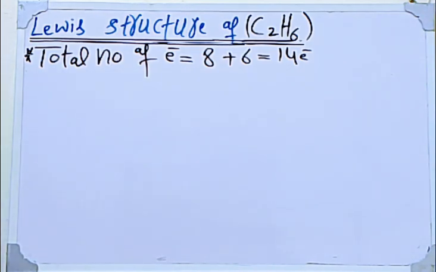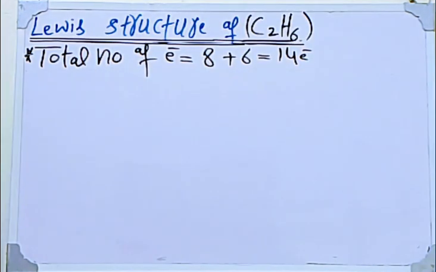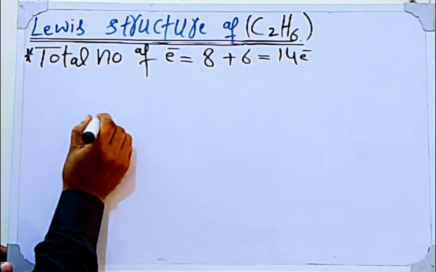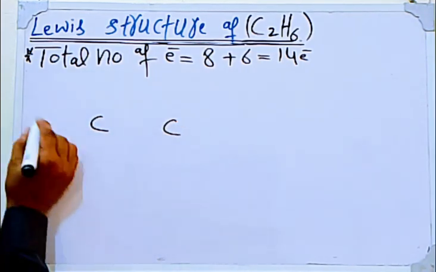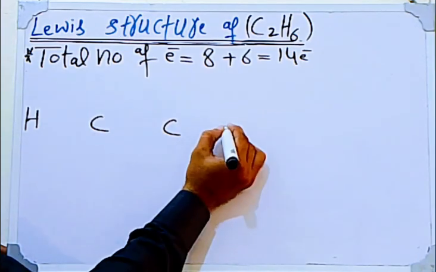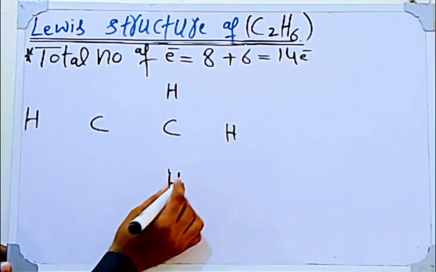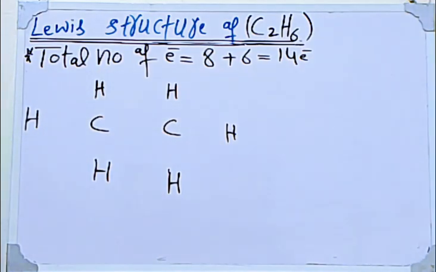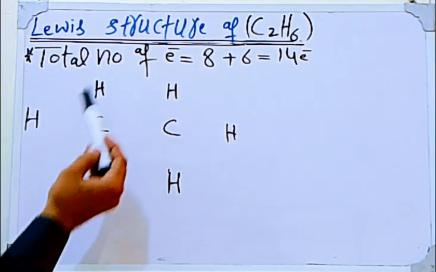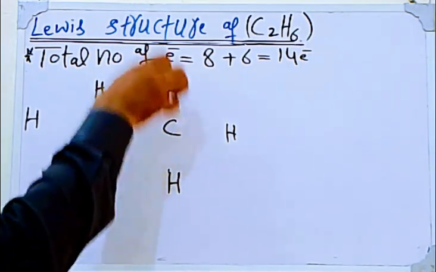Students, we know that the other rule is that the hydrogen atoms are present outside the molecule, so carbon is present in the center. So students, carbon, carbon, and hydrogen, hydrogen, hydrogen, hydrogen, hydrogen and this hydrogen. So we have arranged both of the carbon atoms and 6 hydrogen atoms around these 2 carbon atoms.